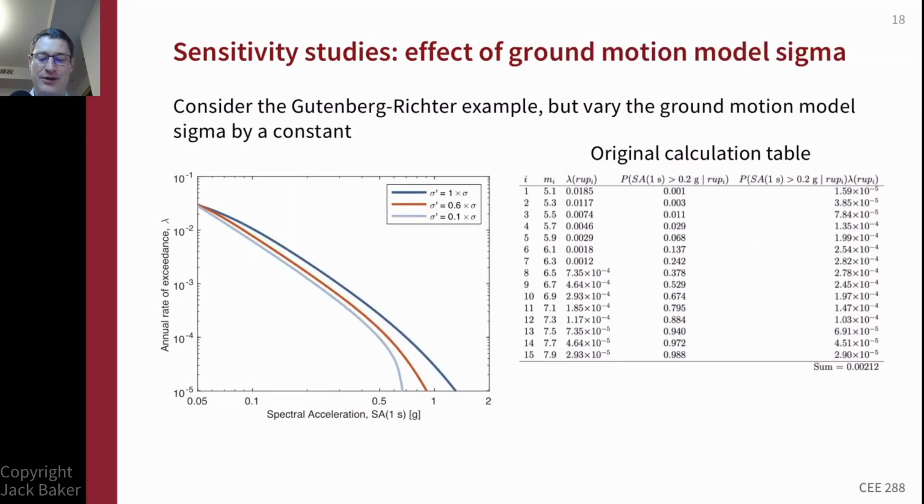Last one to look at is the ground motion model sigma. So this is the standard deviation in the ground motion model predictions. So let's talk this one through. This one's probably the least intuitive, but I've got some backup results to help us understand.